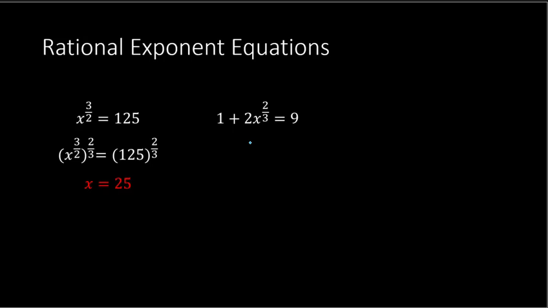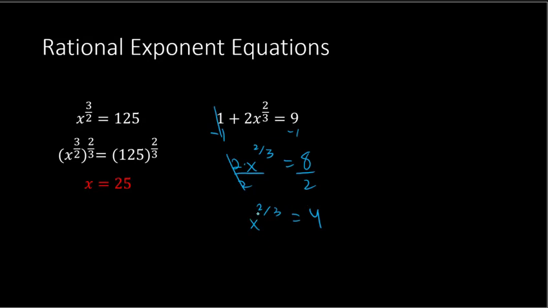So our method of solving is going to be the same way you would any equation. We get x by itself, and you work in reverse order of operations. So we can take care of the addition of the 1 by subtracting. That gives you 2 times x to the 2/3 power equals 8. Next, we take care of the multiplication. So we can take care of that by dividing both sides by 2.